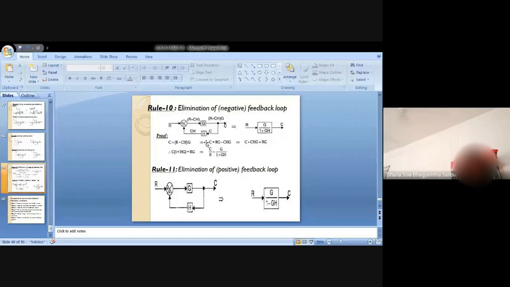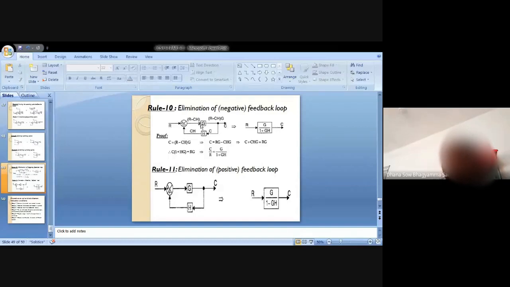Now let us differentiate between the parallel path and the feedback path. Here the signal is moving away from the summing point, and from this branch point the signal is returning back to the summing point. This is a feedback loop. If this arrow which is moving towards the right were towards the left, then this would become a parallel path. A signal should move away from the summing point, and from some other path it should return back to the summing point; then only it is a feedback path.